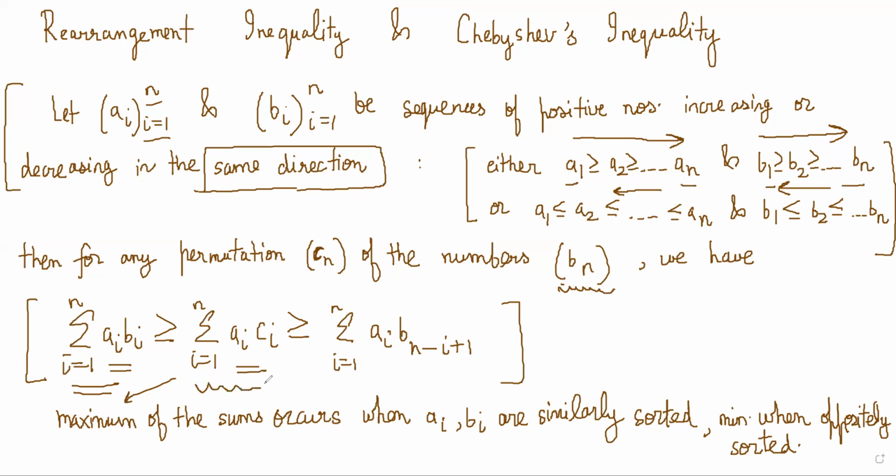What we mean basically is that the summation of the product of a_i and the permuted sequence c_i will attain its maxima when a_i and b_i are similarly sorted, when either both are decreasing or both are increasing, right? And will attain its minima when they are oppositely sorted. So we will see some examples of this and try to understand what this really means.